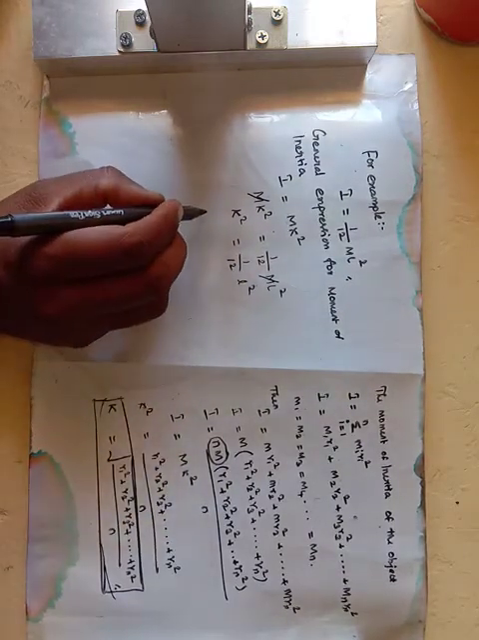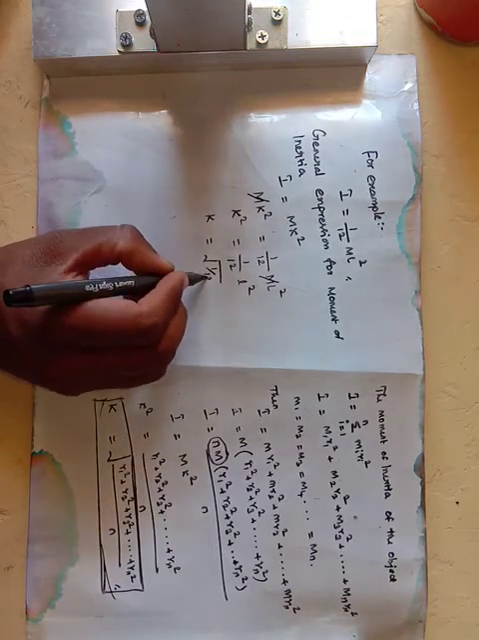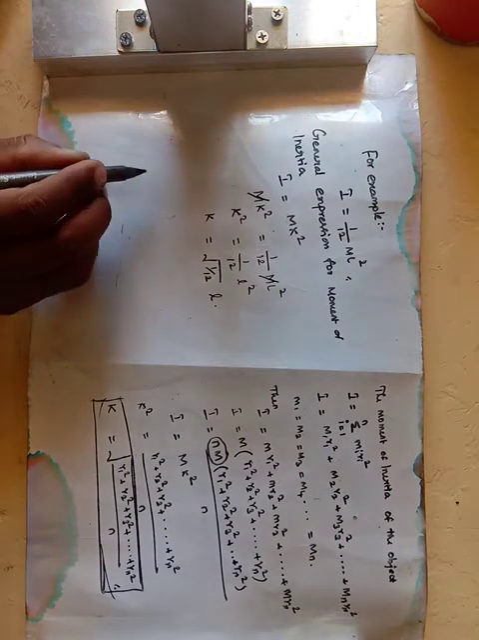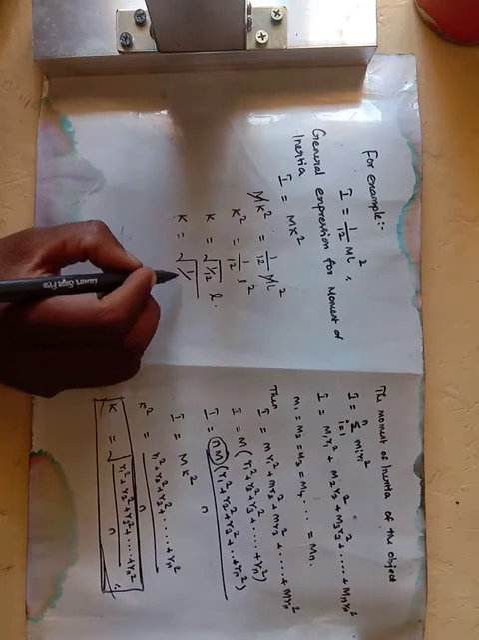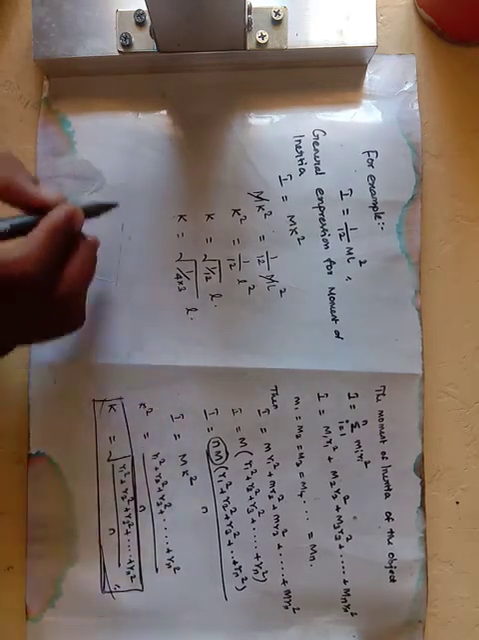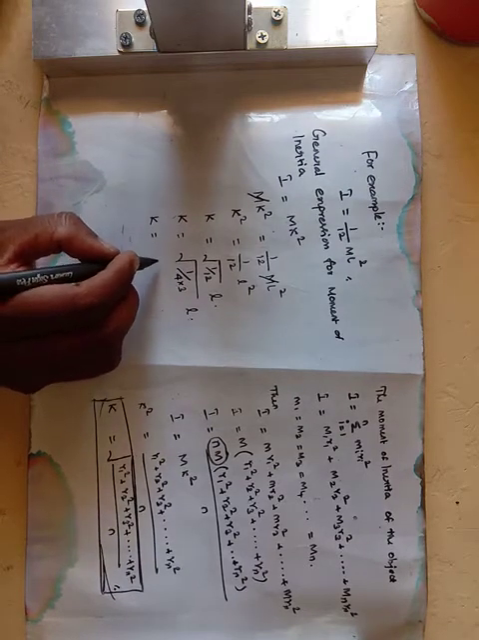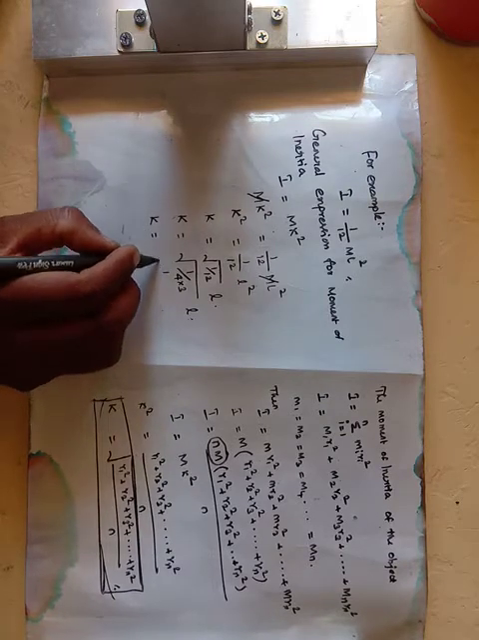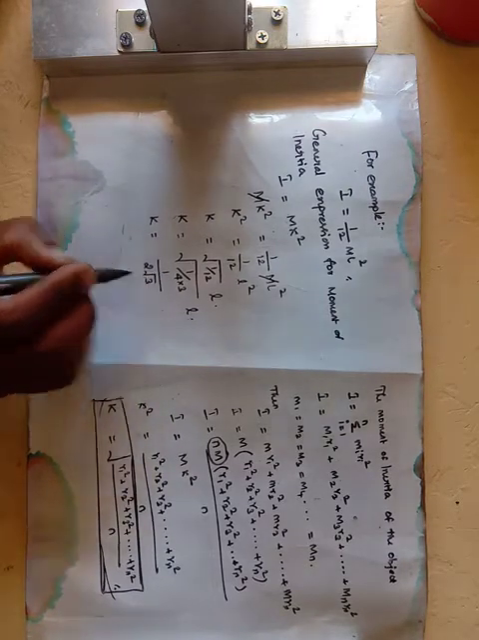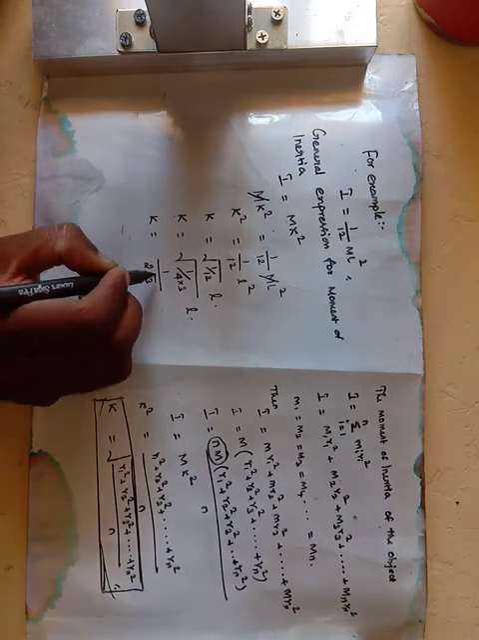From this we can calculate the value of k. K is equal to root of 1 divided by 12 into L. In the next step it can be written as root of 1 divided by 4 into 3 into L. So k is equal to, from this, 1 divided by 2 root 3. Okay students, the square root of 4 becomes 2. So 1 divided by 2 root 3 into L.